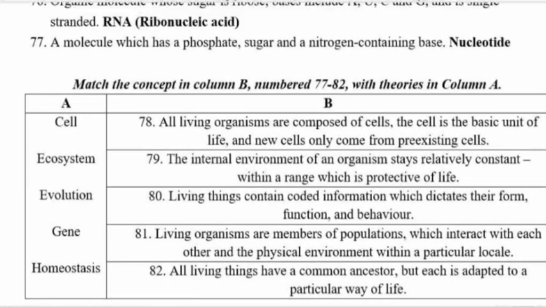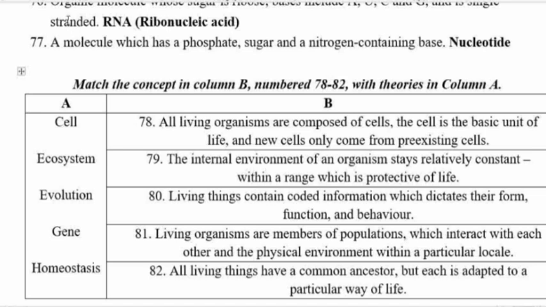Now, we have some questions here. We are supposed to match the concepts in column B, numbers 78 to 82, with theories in column A. Now, 78 is saying that all living organisms are composed of cells. The cell is the basic unit of life, and new cells only come from pre-existing cells. What kind of theory is this concept portraying?